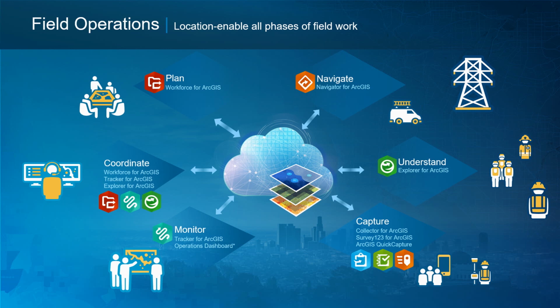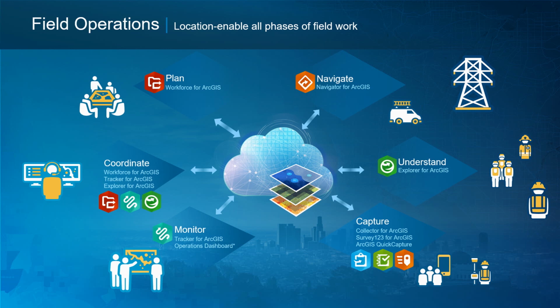Back in the office, we have Tracker for ArcGIS. Tracker is both the app that runs on the mobile device of a mobile user that reports their location back to the office, and back in the office, we have something called the Track Viewer web app, so you can see where all your people are while they're out in the field.